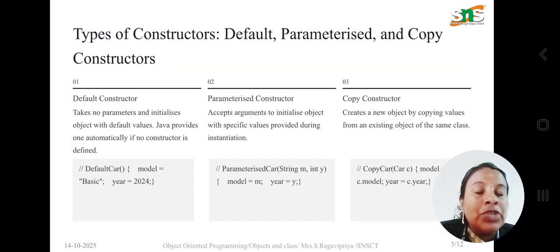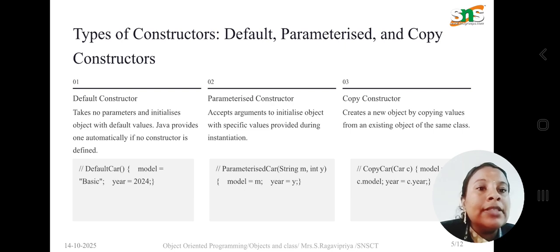Types of constructors. There are three types of constructors: default, parameterized and copy constructors. The default constructor takes no parameters and initializes the object with default values. Whenever you are not giving any parameter, it is considered a default constructor. Java provides one automatically if no constructor is defined. In a default constructor there will be no parameter. Example: Car().